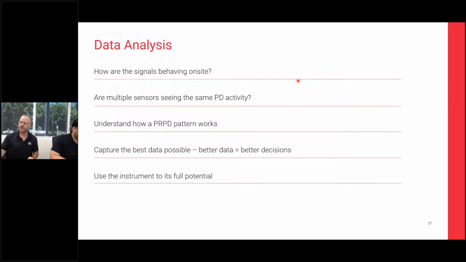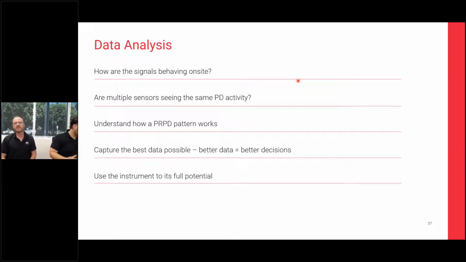Okay, so you've got to figure out, how are the signals behaving on site? Am I hearing sound? Am I getting TEV? Can I see it with the HFCT? Can I see it with the UHF? Sometimes certain defects will give you TEV signals and ultrasonic signals, and you can pick it up with every single sensor. Sometimes you'll only get it with one sensor.